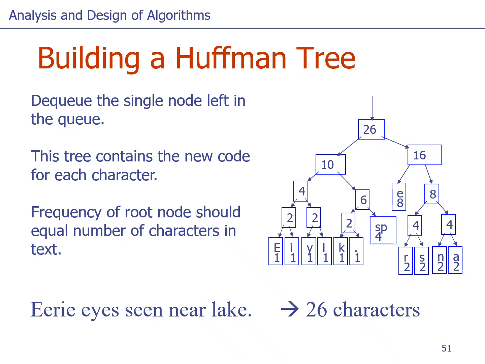Because if I have one capital E and one small i and one small y and one small l and one small k and one dot and 4 spaces and 8 small e's and 2 small r's and 2 s's and 2 n's and 2 a's, and I'm adding up all of that, the total is 26. And you can actually count the letters in the sentence and you will see that it's 26. That's just a side observation.